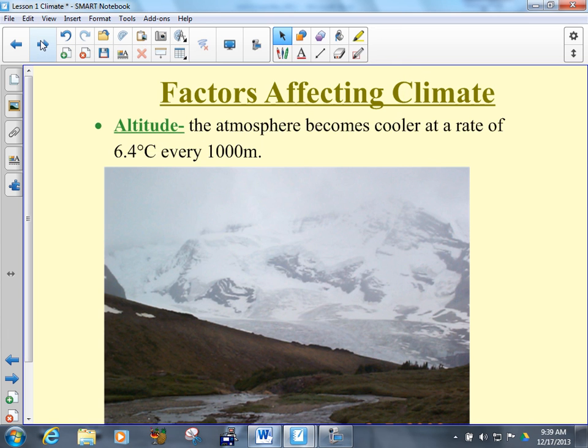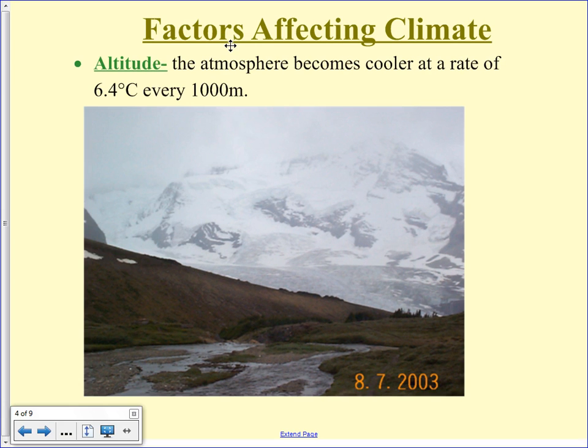The next one is altitude. Altitude plays a big role in your temperature. In general, for every kilometer up you go, it gets about 6.5 degrees cooler for every 1,000 meters up. This is why the snow stays on the top of the mountains longer than it does down here. Right? It's colder up there. Why does it get colder the further up you get?